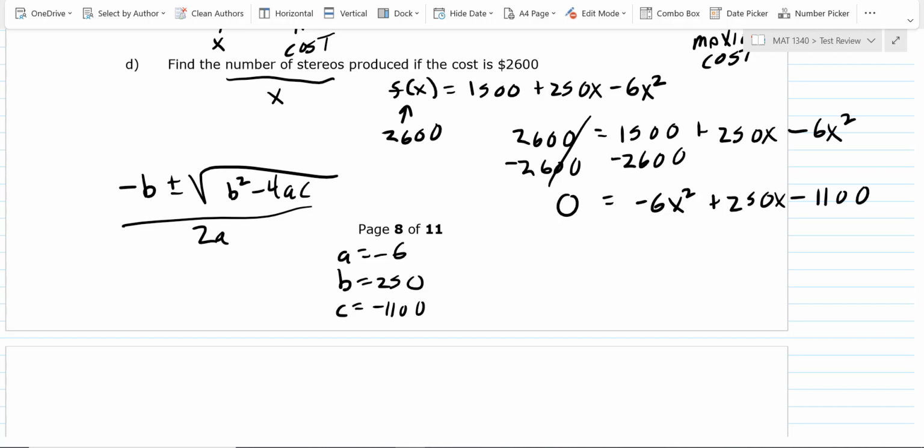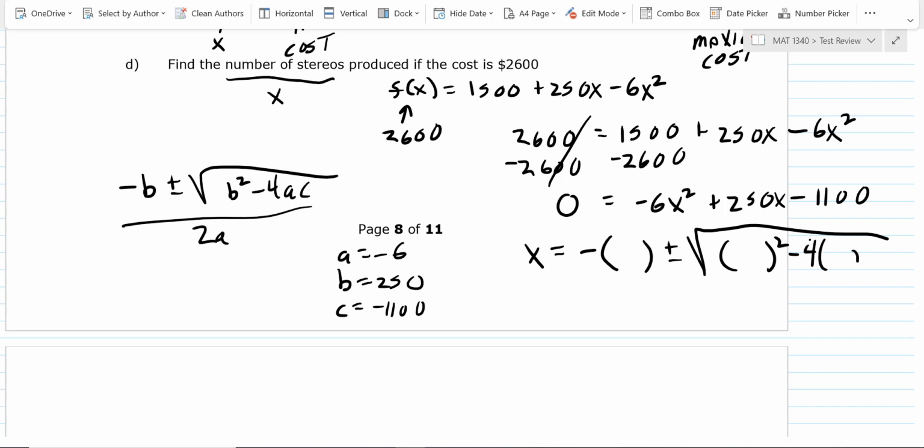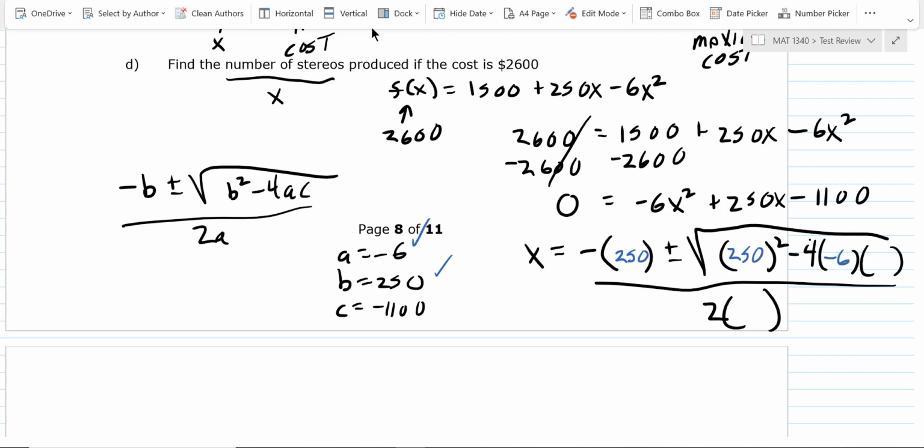Okay, so what we do is we do negative, and this is one of the things I recommend when you plug into the quadratic formula. Use parentheses where all these variables A, B, and C go. If you do that, then you're less likely to make any arithmetic mistakes. So build a framework like that, and then just start plugging everything in. So we got B is 250, so the B's go there. A is negative 6, so one goes there and one goes there. And then the C is negative 1100, so that goes like that.